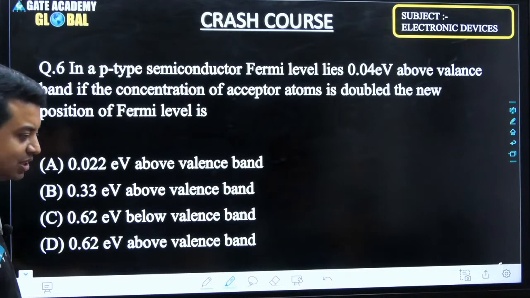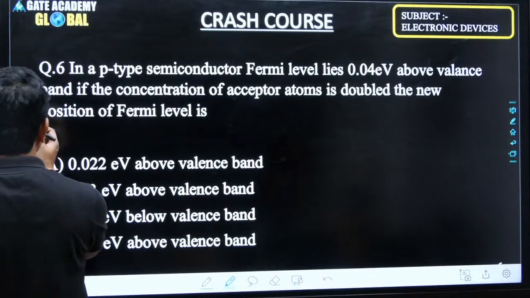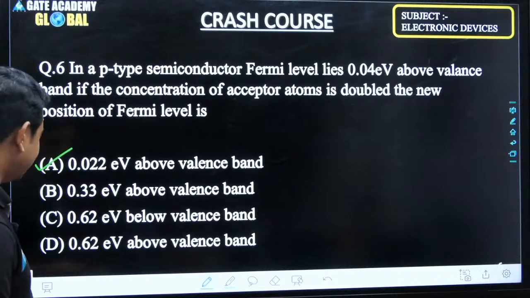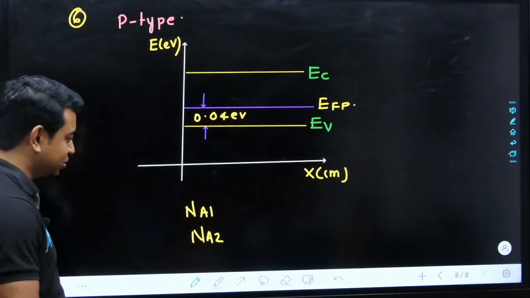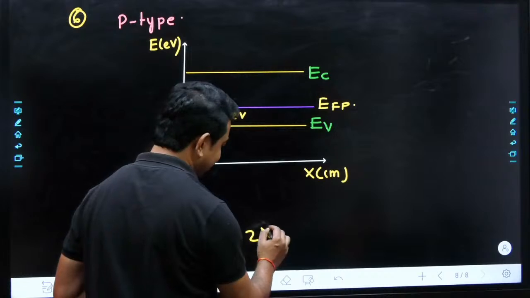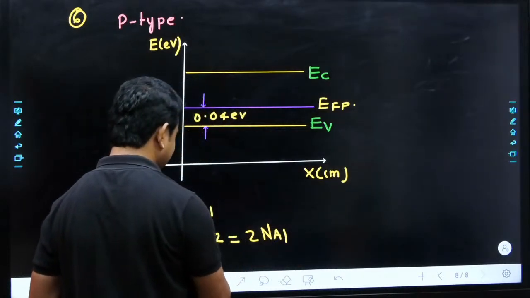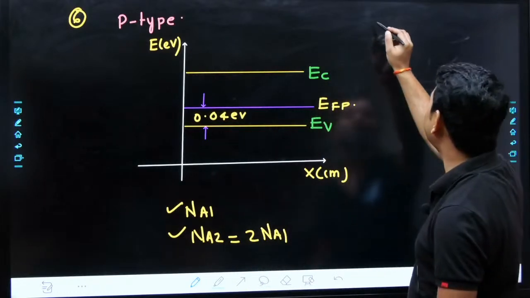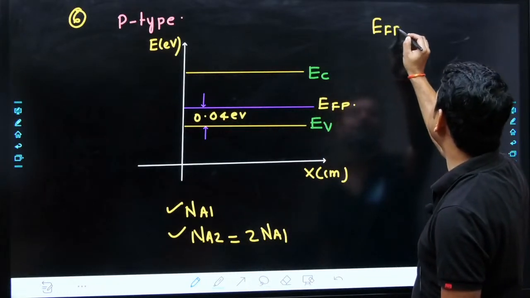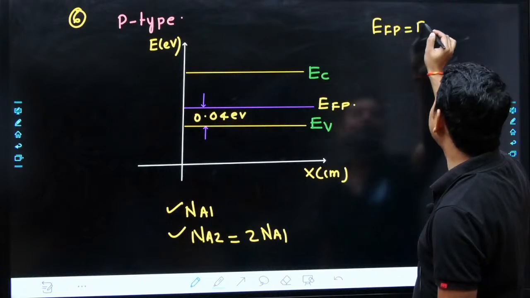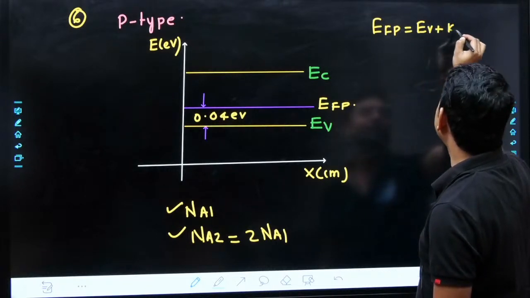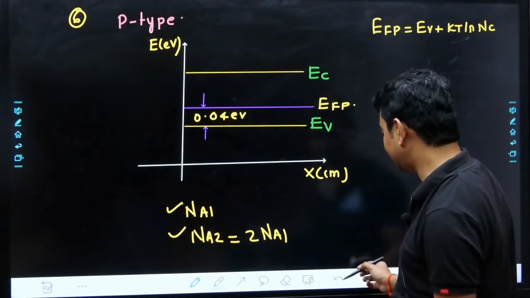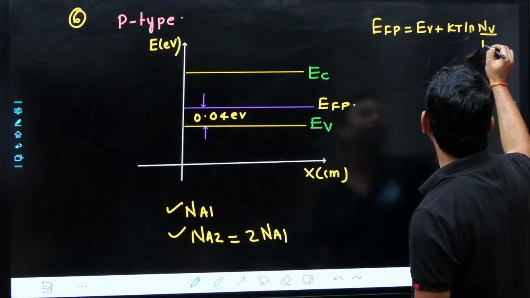So, Sri Devi has answered yes. We are having the answer that is given by this 0.022 electron volt above valence band. But we can solve it by using the formula. So, this is given by twice of Na1, there are two different concentrations. So, I can write the formula for a p-type semiconductor, that is EFP, the Fermi energy level, this is given by EV plus KT ln NV divided by Na, not Nc, this is NV divided by Na.